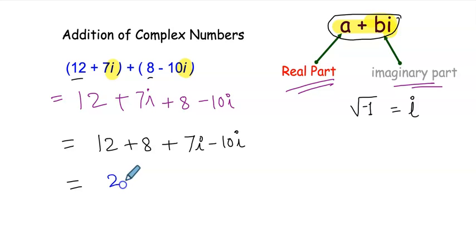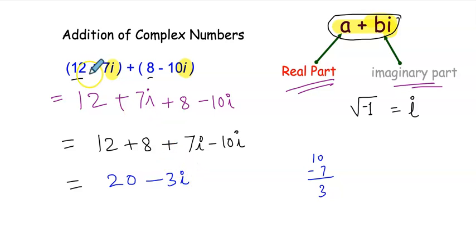12 plus 8 is 20. Now, plus 7i minus 10i. That is, from 7i's, we'll take away 10i's, giving you what? That is, 10 minus 7 is 3. The bigger number has a negative, that's why I'll write a negative sign. That is minus 3i.